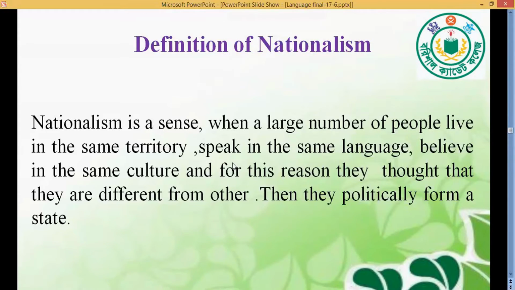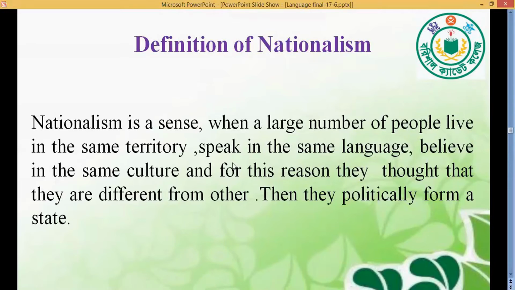Next, I would like to repeat the definition of nationalism. Nationalism is a sense when a large number of people live in the same territory, speak the same language, believe in the same culture, and for this reason, they think that they are different from others. Then they politically form a state.